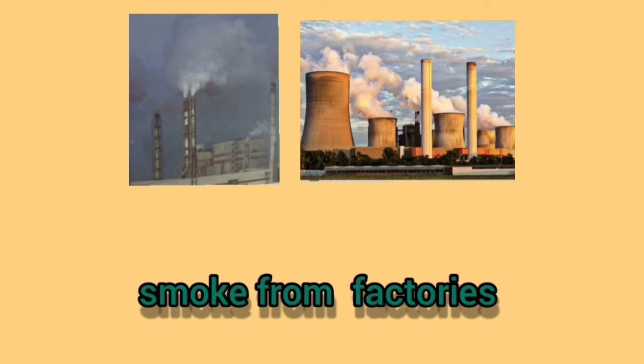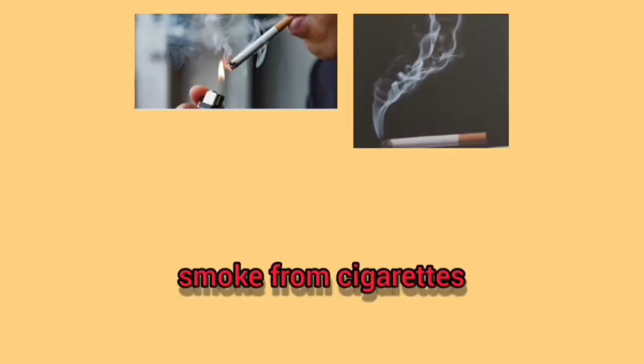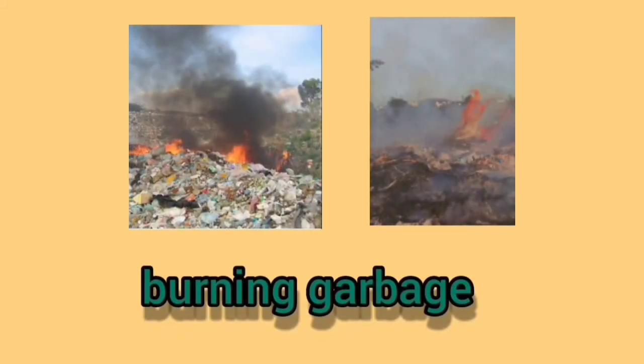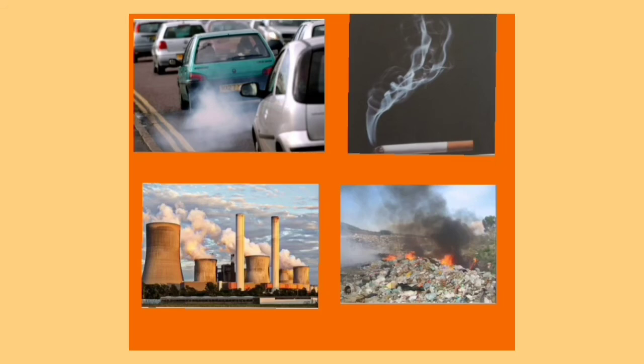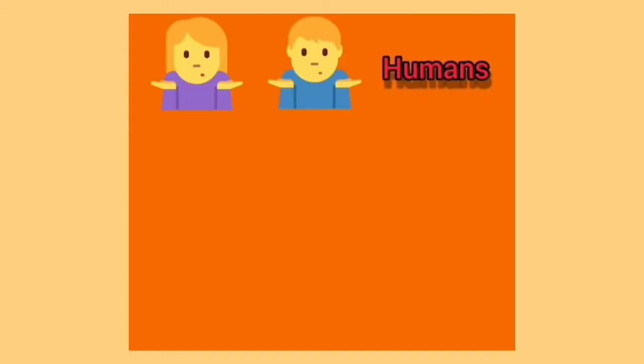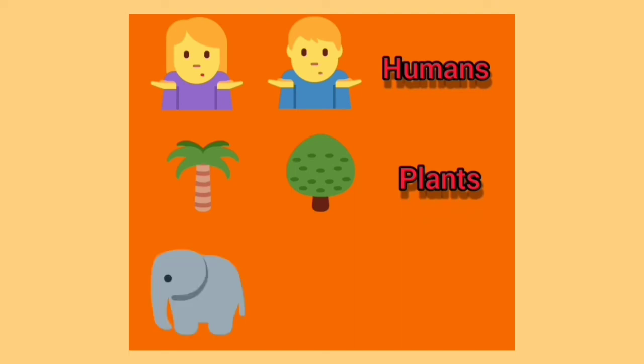Air pollution. Smoke from factories, smoke from cigarettes, burning garbage and smoke from vehicles. So kids, when air pollution takes place due to these activities, it causes headache and various diseases to humans, damage to trees, vegetables, fruits and flowers, and also animals face breathing problem and skin infection.